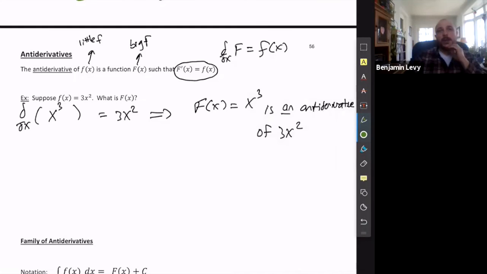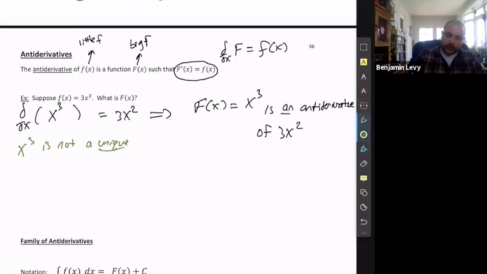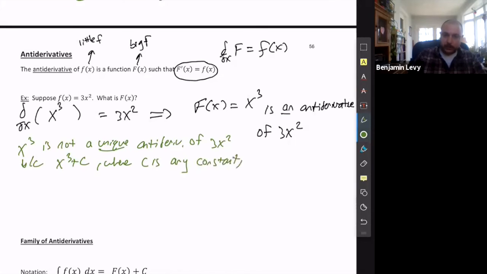So if we had x cubed plus any constant and we took the derivative, it would also be 3x squared. So let's write that down, and then we'll build on this. So x cubed is not a unique antiderivative of 3x squared because x cubed plus any constant also works.